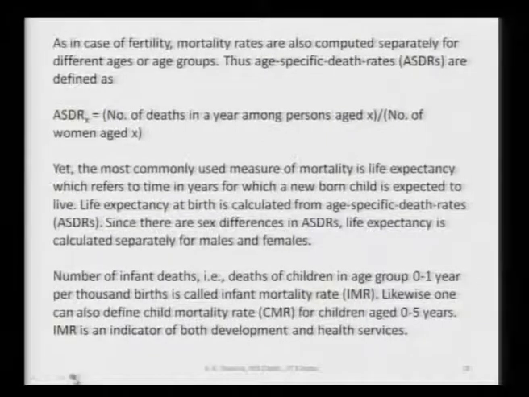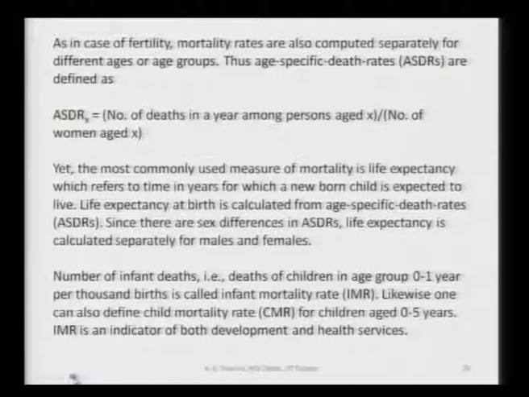Thus, age-specific death rates are defined as: age-specific death rate at age X equals the number of deaths in a year among persons aged X divided by the number of persons aged X. Age-specific death rates can be computed separately for males and females. So, age-specific death rates for males would have males in the denominator, and for females will have the number of females in the denominator.